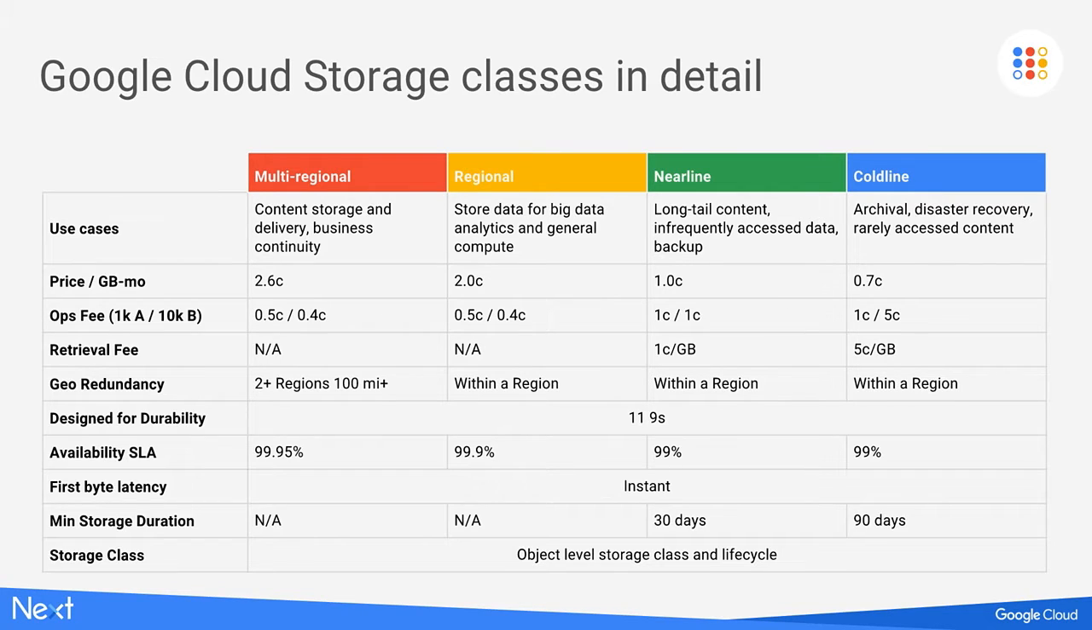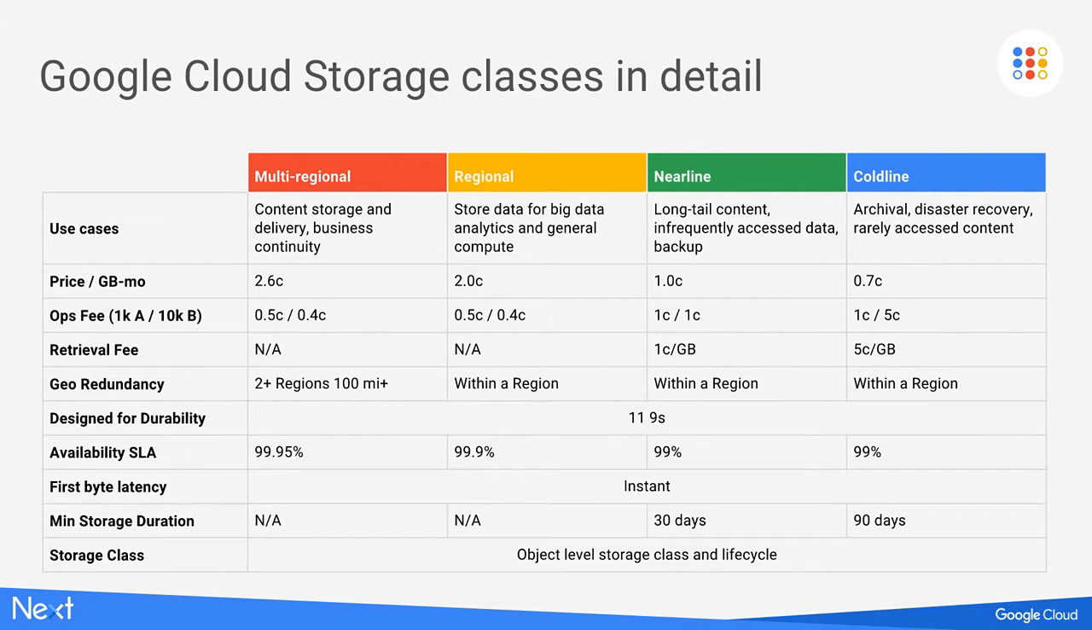Then we also have 2 storage classes for cool data. That's Nearline for infrequent access data. And we also have the Coldline storage class. That's for data that's accessed less than once a year. That's typically archive and very cold data. And across all of them, we have the same durability, 11 nines. We have the same instant access speed. We have the same API across all of them.